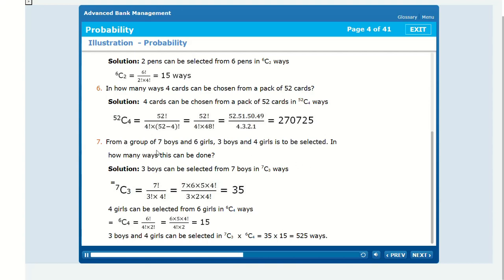7. From a group of 7 boys and 6 girls, 3 boys and 4 girls is to be selected. In how many ways this can be done? Solution: 3 boys can be selected from 7 boys in 7C3 ways. 4 girls can be selected from 6 girls in 6C4 ways. 3 boys and 4 girls can be selected in 7C3 times 6C4 equal to 35 times 15 equal to 525 ways.